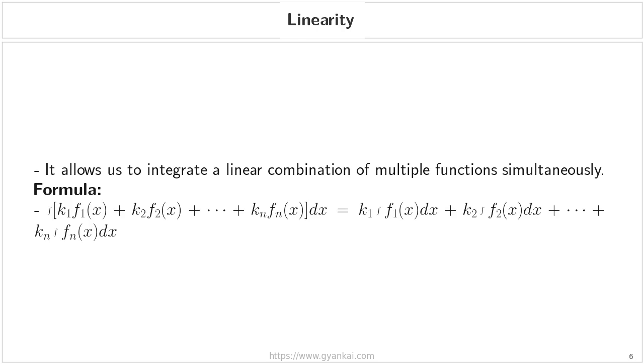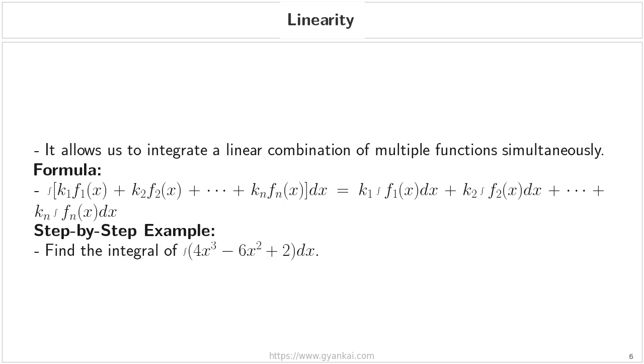Let's look at the formula. We have the integral of k1 f1 of x plus k2 f2 of x, and so on up to kn fn of x, with respect to x. This is equivalent to k1 times the integral of f1 of x, plus k2 times the integral of f2 of x, and so on up to kn times the integral of fn of x. In simpler terms, we can pull out any constant multipliers and then integrate each function separately, and finally combine the results. This is incredibly useful when dealing with polynomials or any expression that's a sum of terms.